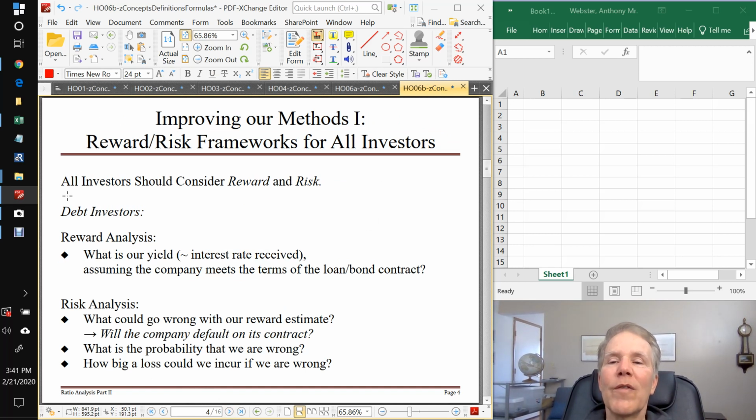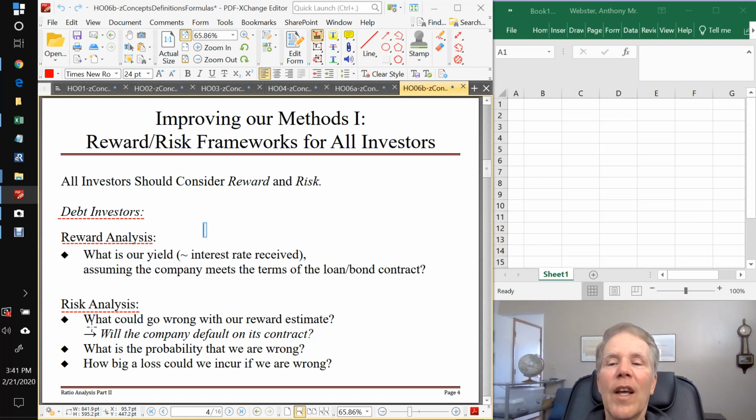We went over the development of our risk-reward framework, and we broke it into two parts: debt investors and equity investors. In both cases, you want to think about your reward analysis and your risk analysis. For debt investors, it's basically what's the interest rate we're going to receive, assuming the company doesn't flame out. That's it. Pretty simple.